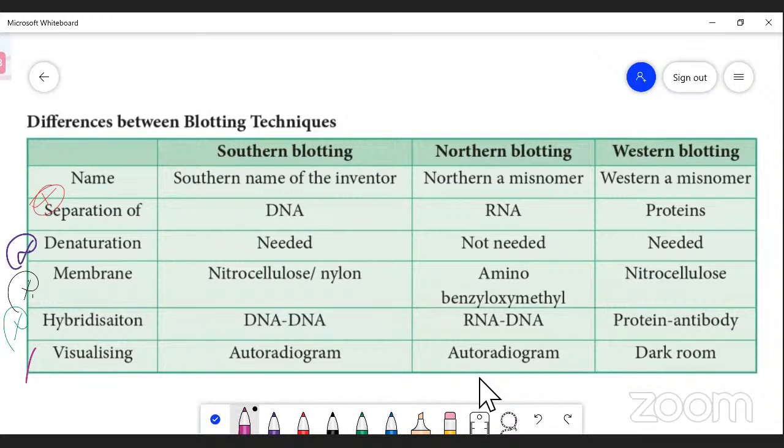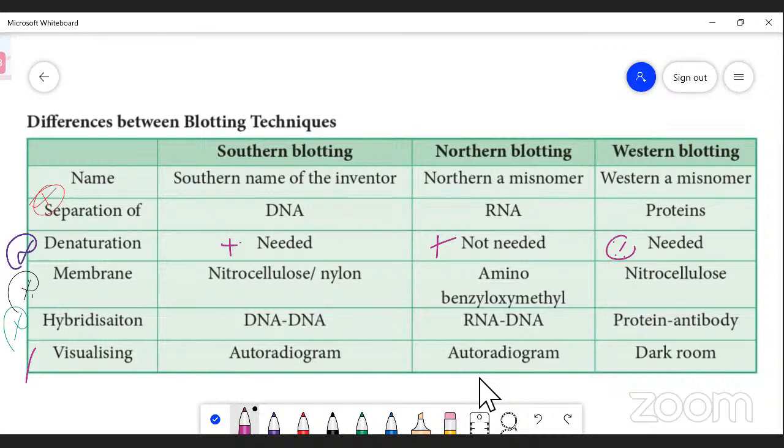Second point, denaturation. Denaturation means the original structure is lost when we place it in an agarose gel. Simply, when we dip DNA into the gel, what will happen? The double helical structure is going to be lost. That is called denaturation. Here, my dear student, denaturation is needed in southern blotting, whereas in northern blotting it is not needed. Without that, we can easily transfer RNA to the nitrocellulose membrane. And talking about western blotting, denaturation is highly needed, right?